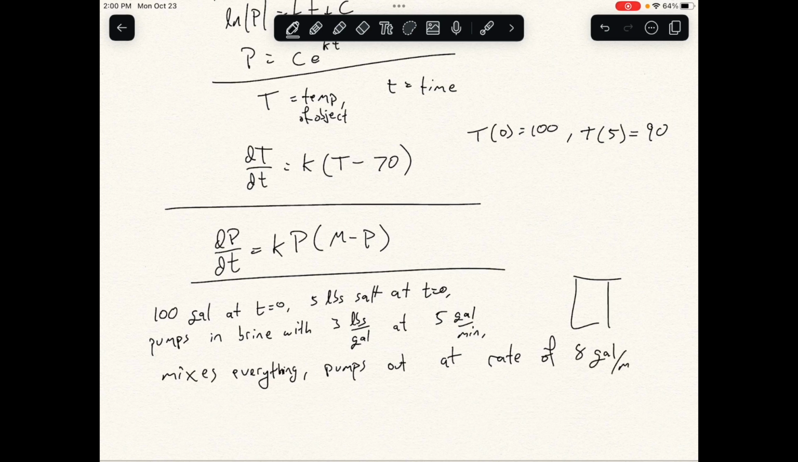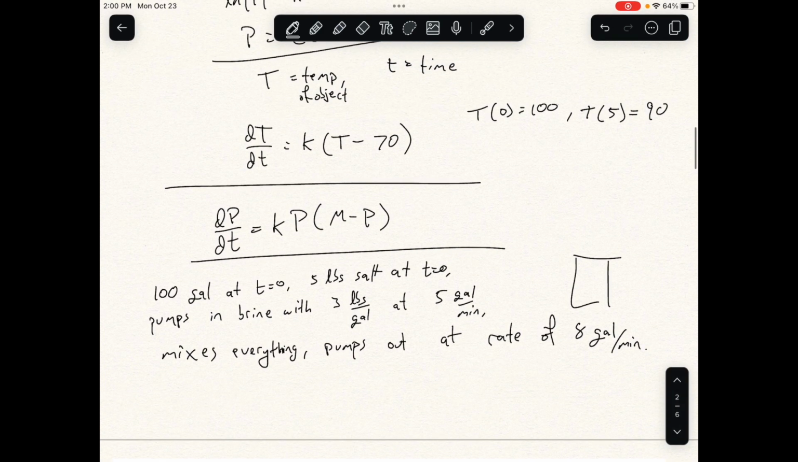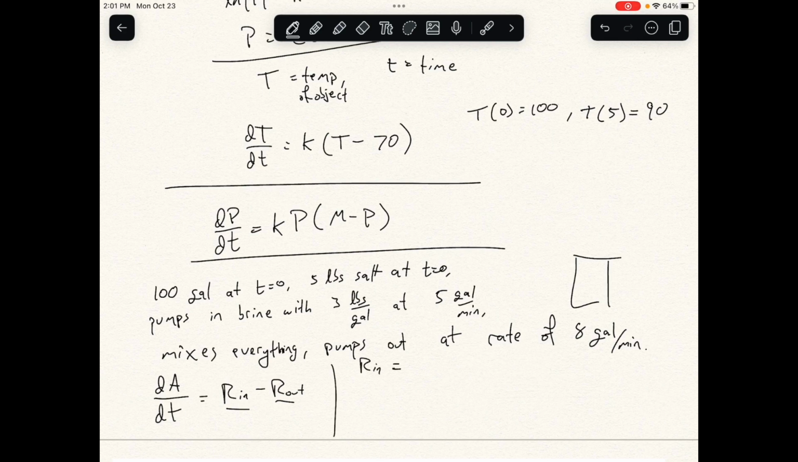Okay, so I won't go through solving this, but you can say that if A is the amount of salt at time t, then the rate of change of the salt is going to be R in minus R out. So the rate at which salt is being pumped into the tank minus the rate at which salt is being pumped out of the tank. So the rate at which salt is being pumped into the tank, you're pumping in 3 pounds per gallon at a rate of 5 gallons per minute. So it's going to be 15 pounds per minute.